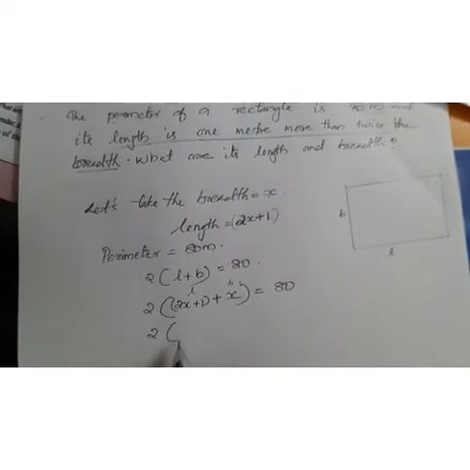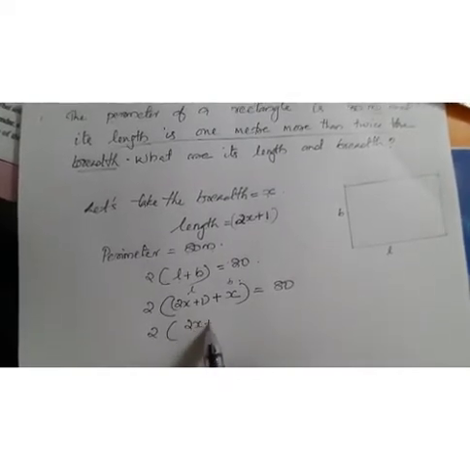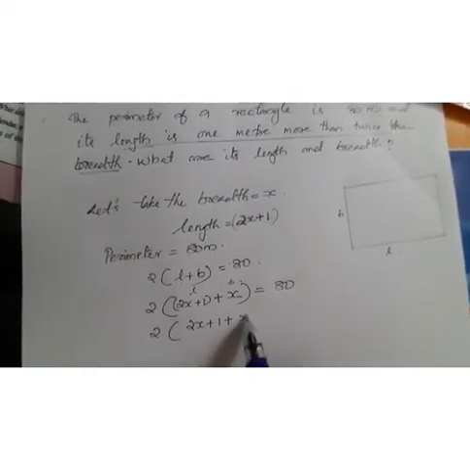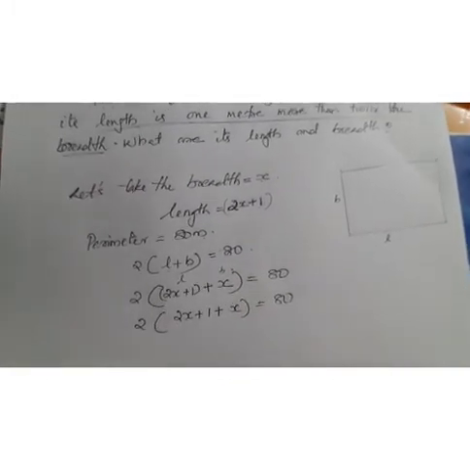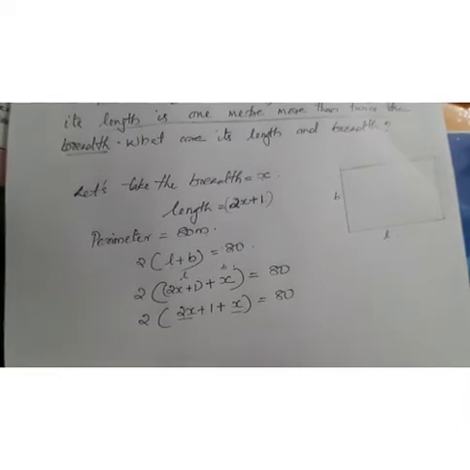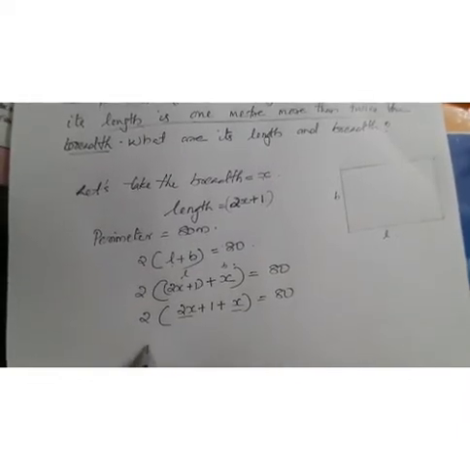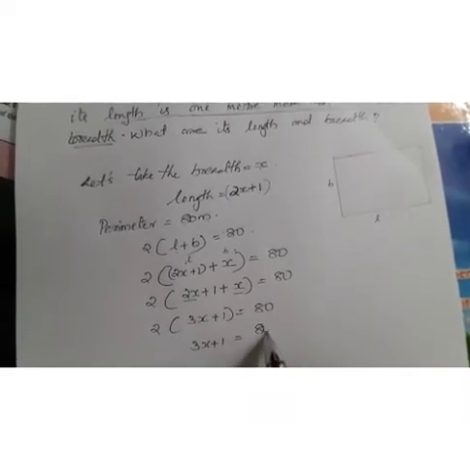So 2 into 2x plus 1 plus x is equal to 80. You can write it together. Then 2x plus x is how much? That is 3x. So 3x plus 1 is equal to 80. This 2 we can divide it here. So 3x plus 1 is equal to 80.